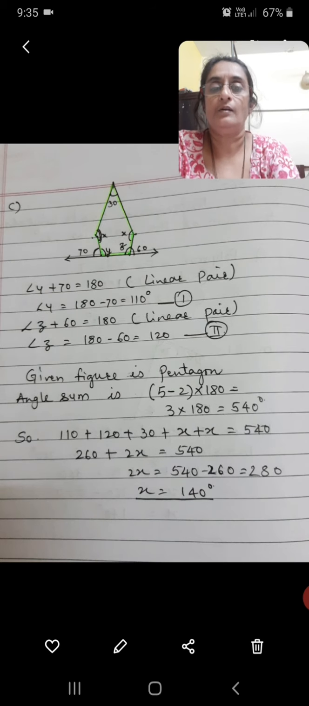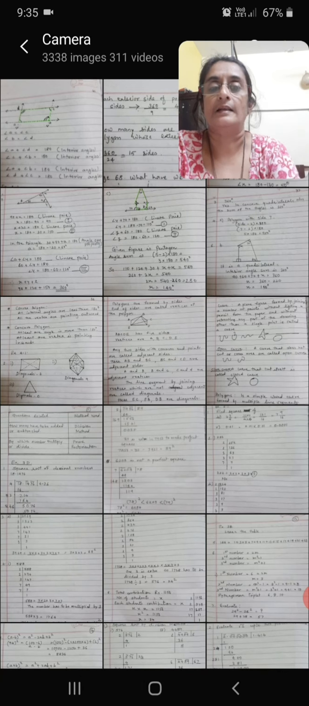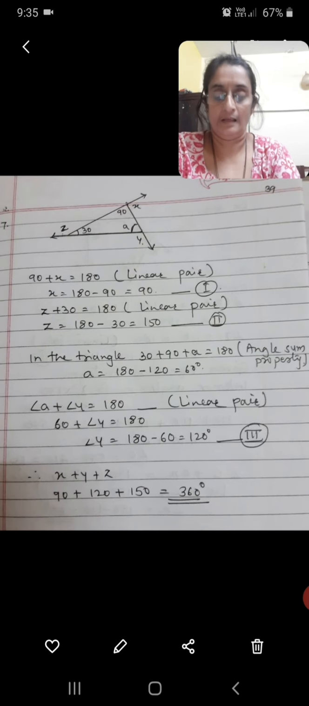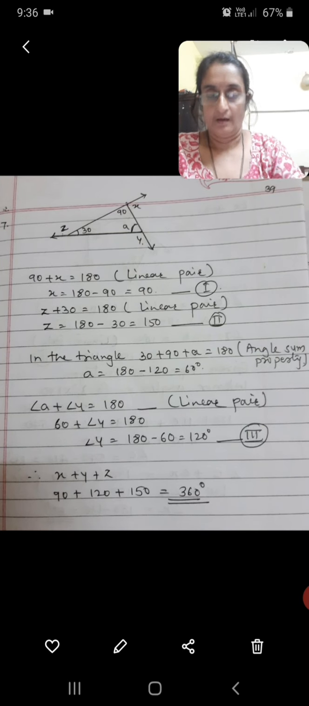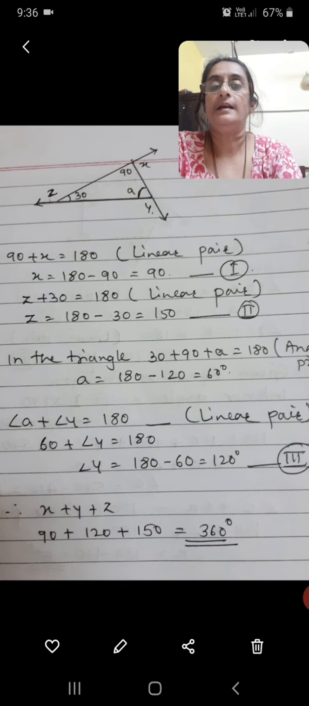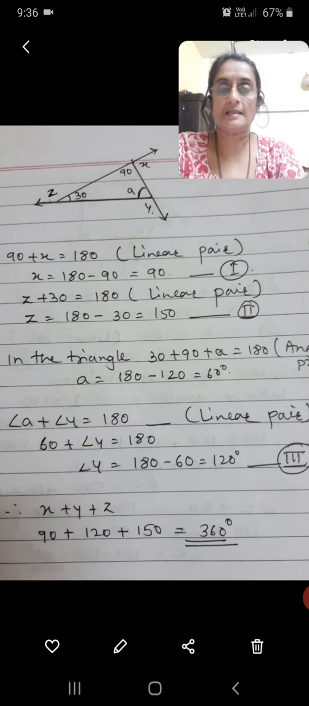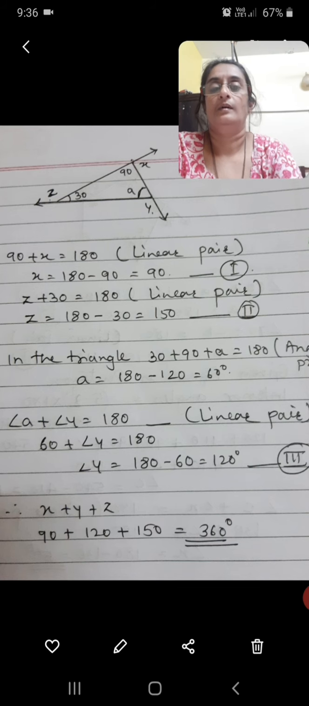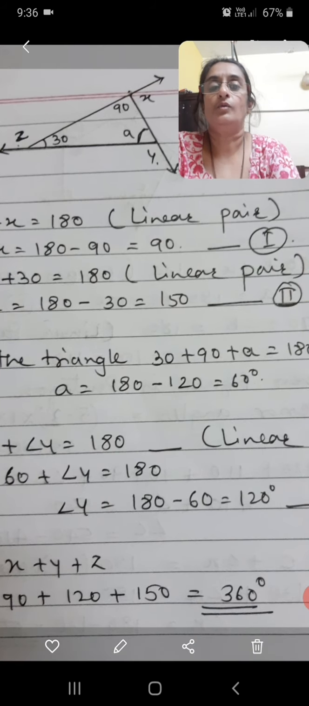Okay. Now let us go to the next question, children. That is question number 7. In 7 I have picked one. There are three angles. You have to find the values of x, y and z. Fine. Now let us go one by one. Can you see the figure, children?